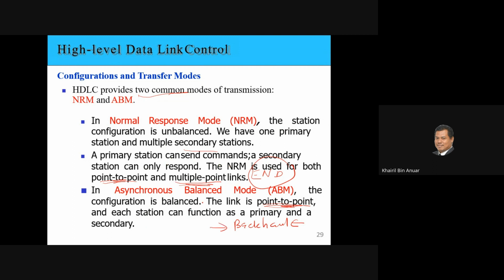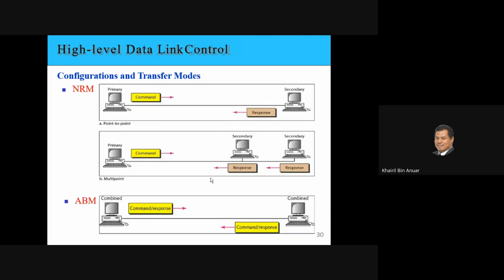In between you have this, so you can use NRM and ABM. For NRM, in the sense that when you have your command, it can be a point to point where you have one response, or you can have multi-point, your command and multi-point over here. So this part is for your back end, basically what we call your control.